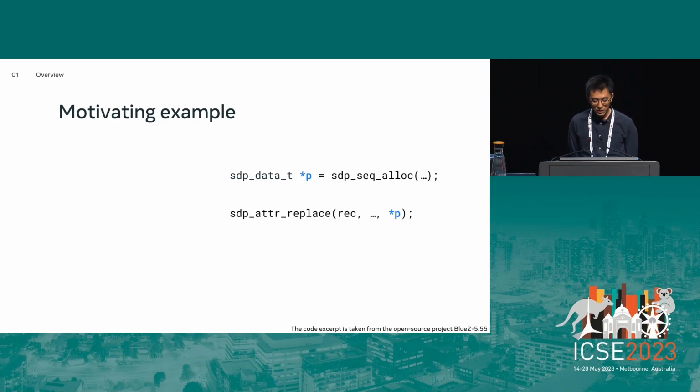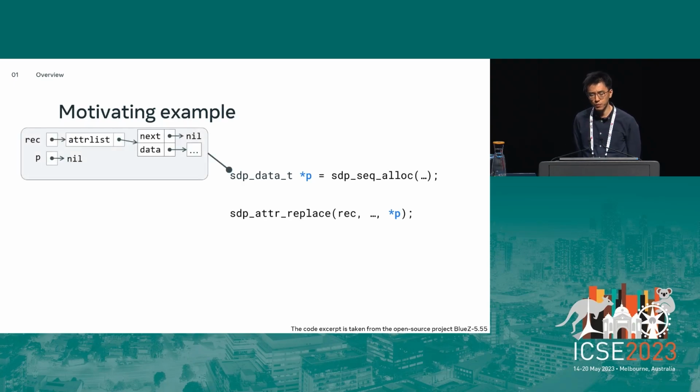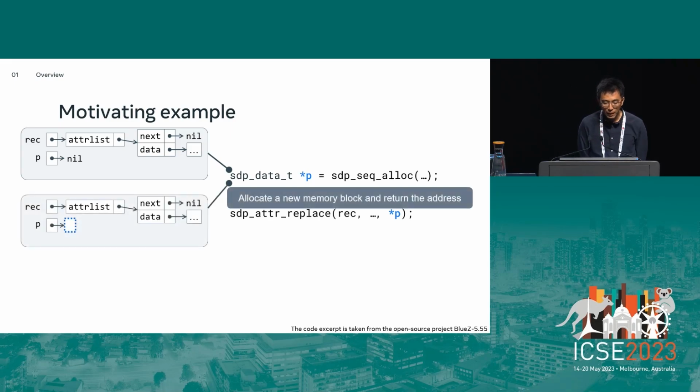This motivating example is taken from the open source project BlueZ. Let's assume that before these two lines of code, we have a variable REC, which points to some kind of object that has a property ATTR list, and ATTR list points to some kind of linked list. In this example, the linked list has just one element.